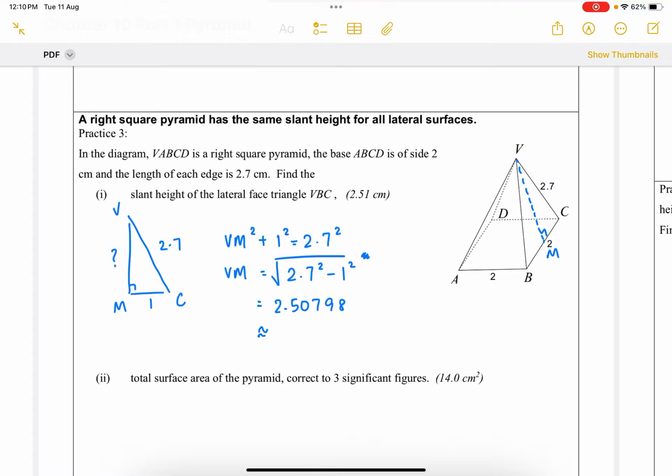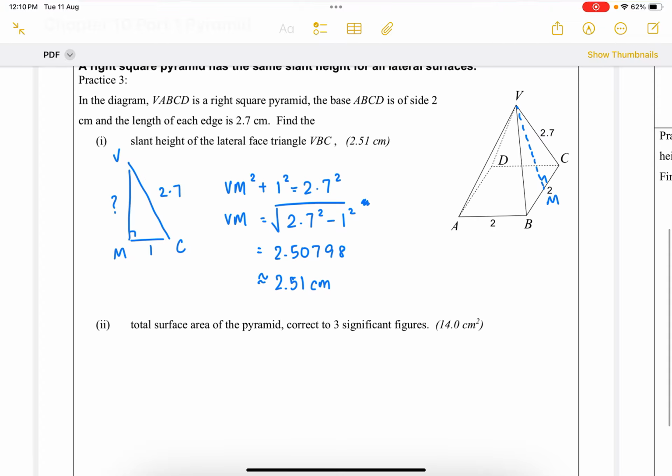Then, because the answer is not exact, you need to round off to 3 significant figures, 2.51 centimeters. And now they want us to find the total surface area of the pyramid. We already have the height VM. So use your primary school half times base times height.